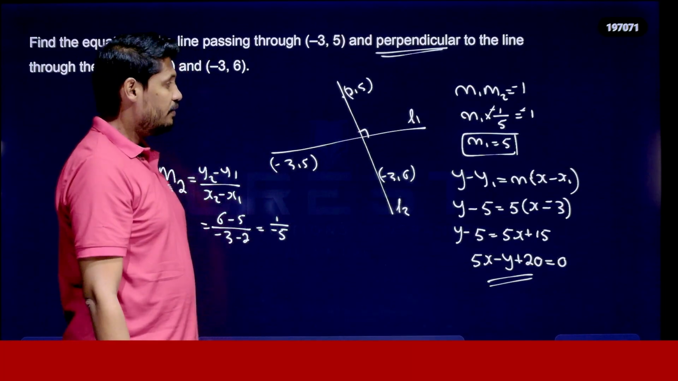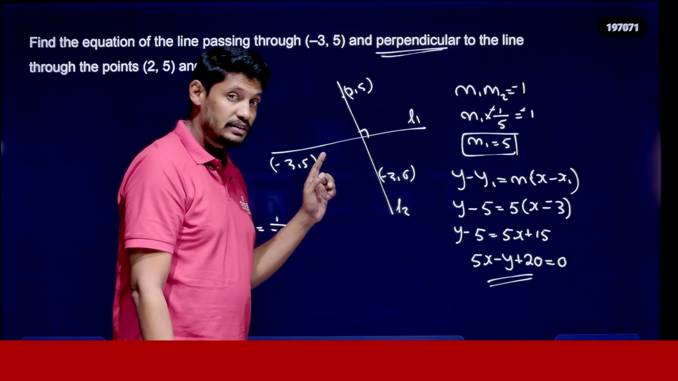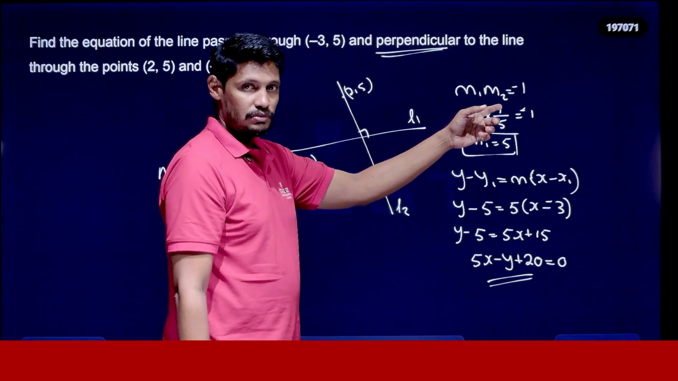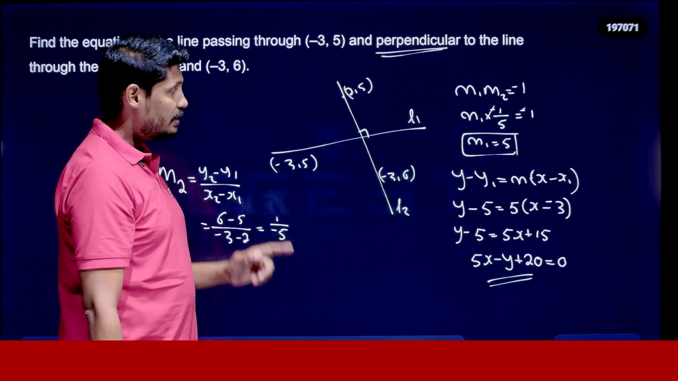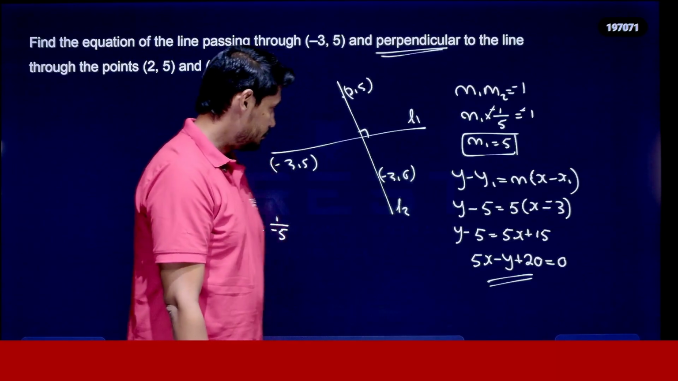Clear? We have already found that if two lines are perpendicular, then the product of the slopes is minus 1. If two lines are parallel, then what is the condition? That is, if two lines are parallel, the slopes are equal.